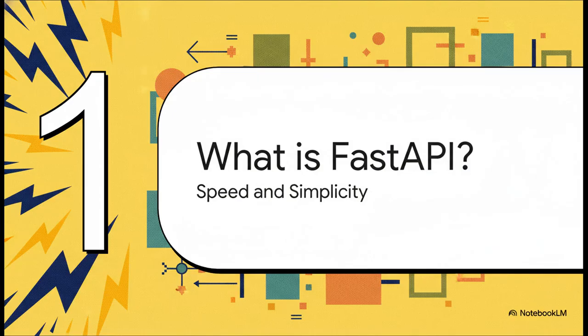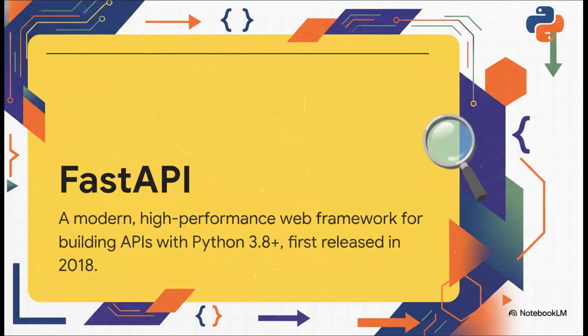So, what is FastAPI really? I mean, the name kind of gives it away, right? But it's all about two main things: raw speed and just making life simpler for developers. Let's dig in. Okay, so the official line is that it's a modern, high-performance web framework for building APIs. It popped up in 2018, so it's pretty new on the scene.